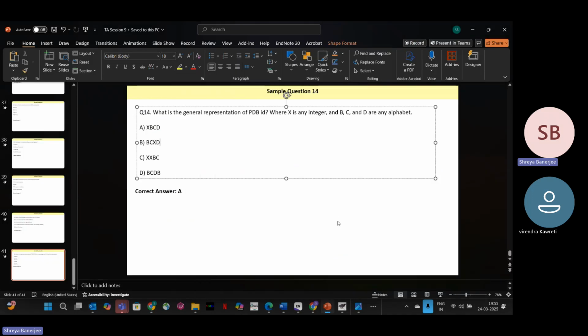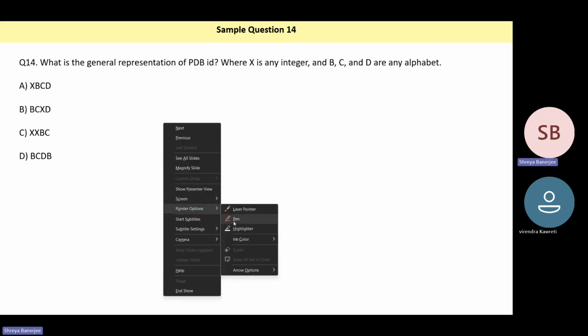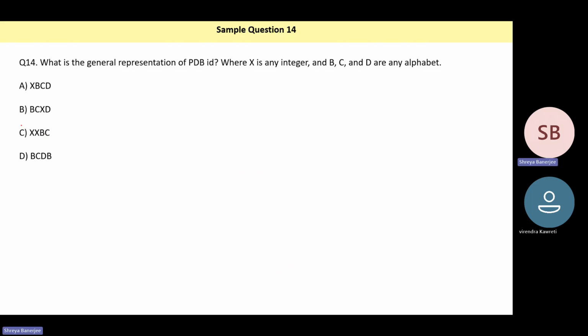First, the first position has to be a number. That means automatically B and D get cancelled out because the first position is not a number. The second rule is the second position has to be an alphabet. So C also gets cancelled out. A is your correct answer.